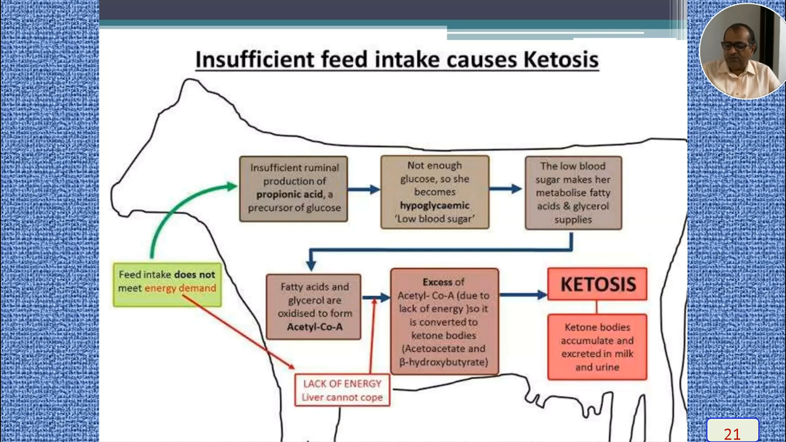So if we administer a feed to the cattle, especially during advanced pregnancy and just after parturition, then insufficient production of propionic acid, an important volatile fatty acid which is a precursor of the glucose, will occur. Then there will not be enough glucose, and the cow becomes hypoglycemic. Then the low blood glucose stimulates the body to metabolize the fatty acids, because the animal is having more and more fat in the body, and also the glycerol suppliers. Then fatty acids and glycerol are converted to acetyl CoA. As acetyl CoA increases, it is converted to acetoacetic acid, then beta hydroxybutyrate, and this condition is called ketosis.